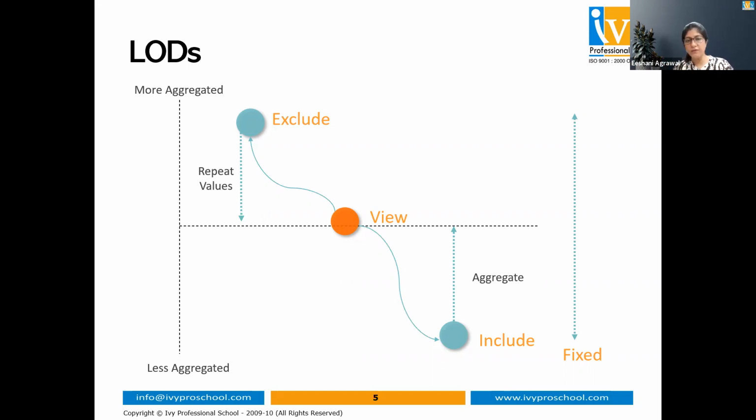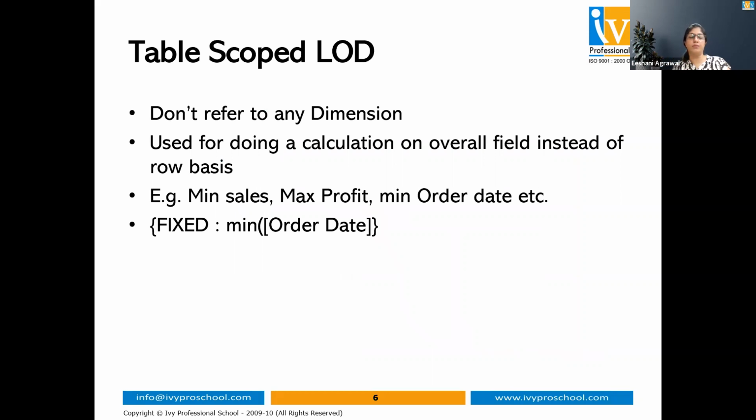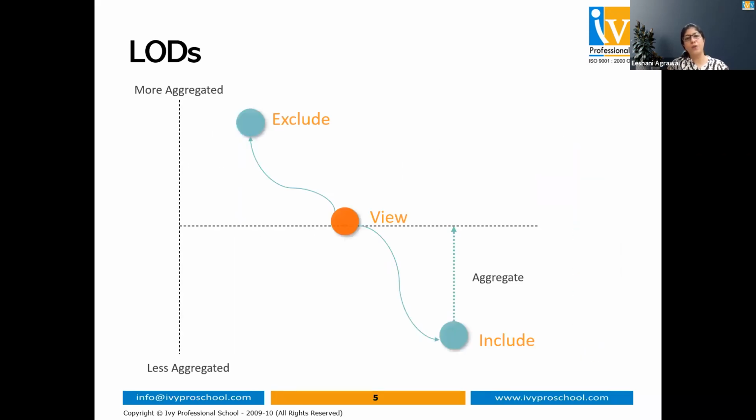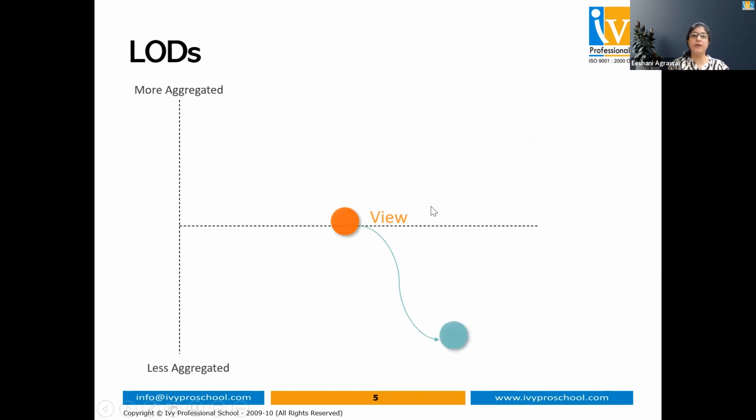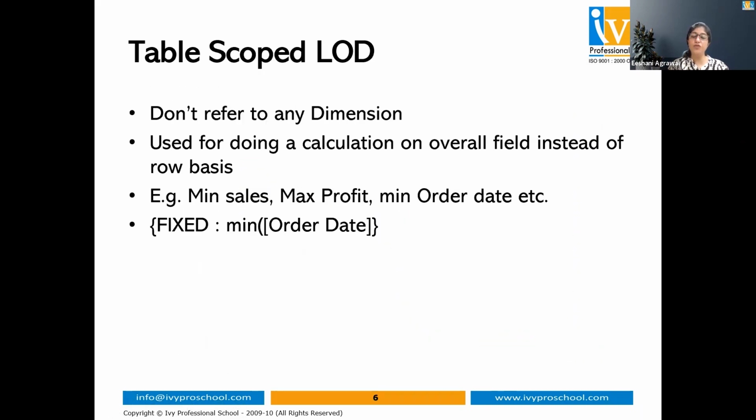Now let's take a use case. Oh, by the way, there's another LOD which we are also going to use in our KPI calculations, similar to what we did in Power BI, called table scoped LOD. Now, what do you mean by table scoped LOD? If you go back and look at the typical syntax of LOD, it always includes a dimension and an aggregation. But in case of table scoped LOD, there is no dimension involved. So something like fixed min order date.